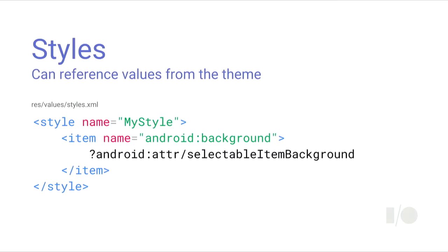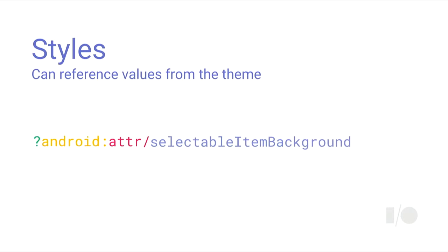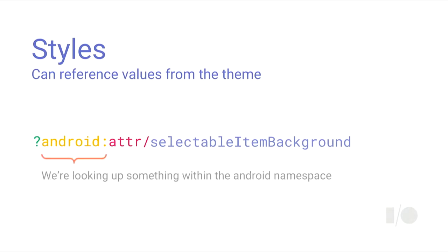So let's break that down a little bit because it looks a little bit alien. First thing is the question mark. Now, that denotes that we're going to be doing a theme lookup. The second bit, the android colon, is the namespace we're going to be looking up, so the name of the namespace that the attribute is in. So if you're using a custom attribute, you can put whatever namespace it's set into.